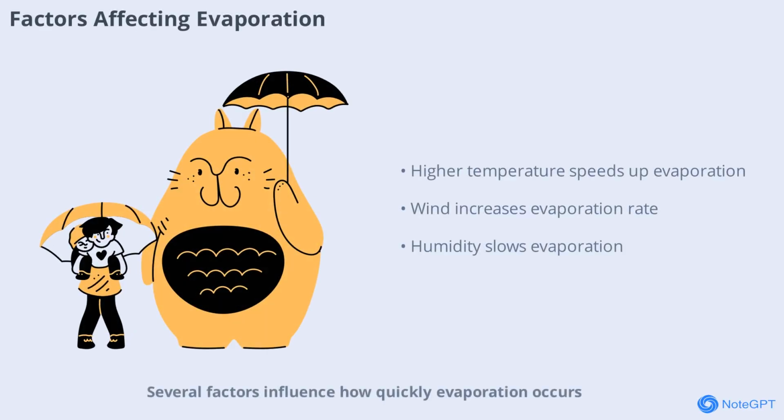Several factors influence how quickly evaporation occurs. Temperature is a major one. Warmer conditions speed up the process. Wind also plays a role by moving vapor away from the surface, allowing more molecules to escape. Humidity matters too. When the air is already full of moisture, evaporation slows down. The surface area of the liquid is important as well. A larger area means more molecules can evaporate at once. All these factors combine to determine how fast water turns into vapor in different situations.